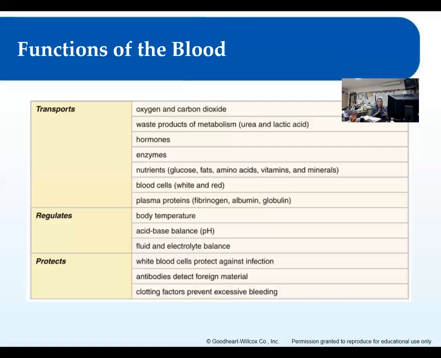So blood helps to regulate that. And then lastly, blood protects. White blood cells protect our body against foreign microorganisms and old cells that don't function anymore. Antibodies detect foreign material, so antibodies are created. And then, of course, clotting factors. When we're injured, we don't just bleed to death every time we get a little injury. It clots. It functions so that we can sustain injury.